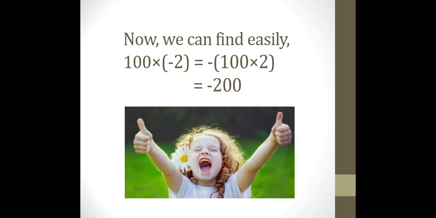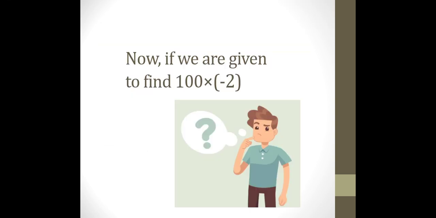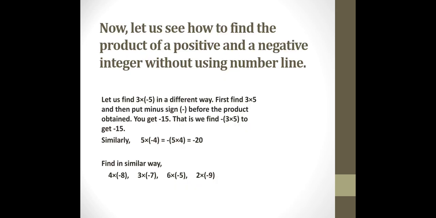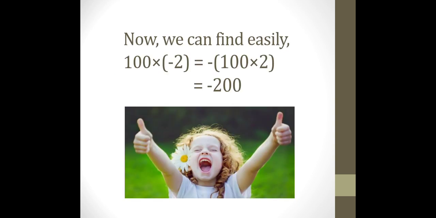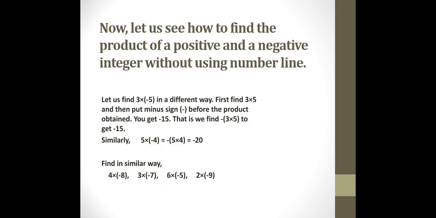Now let us see the question that we are supposed to solve. In this case, 100 into minus 2. If we solve this, what do we have to do? We have to put the minus first, and then multiply the two integers. 100 into 2 is 200. And we are done in just a couple of seconds. So students, this process makes your life easier to solve a product of a positive integer with a negative integer.